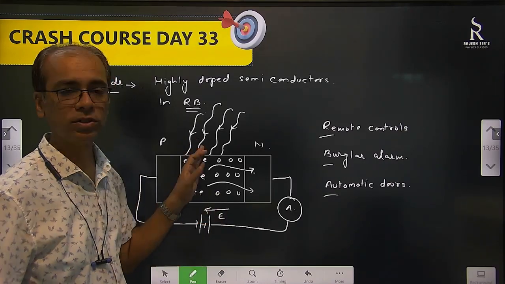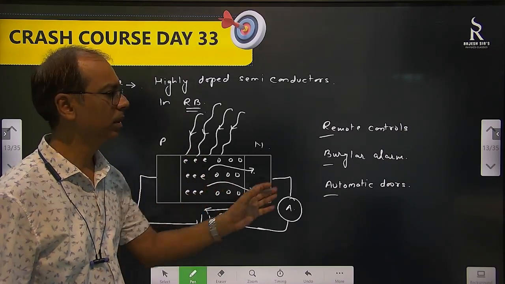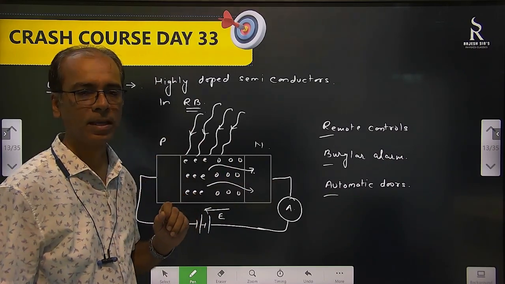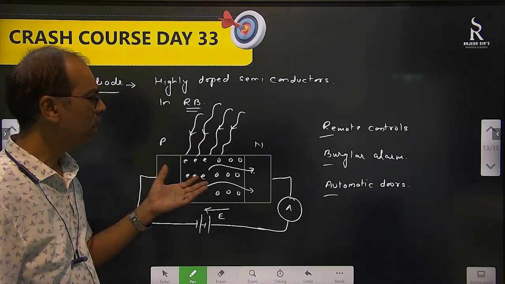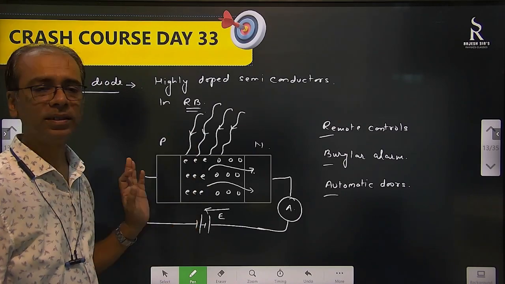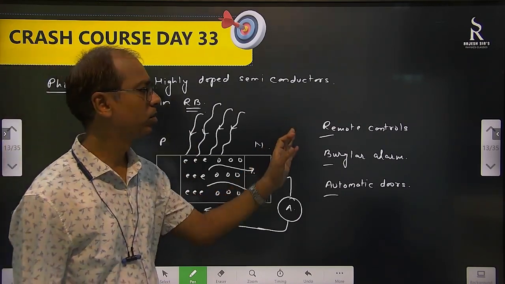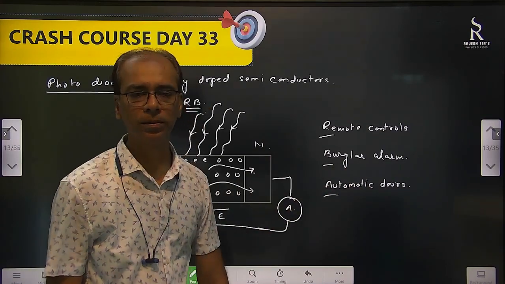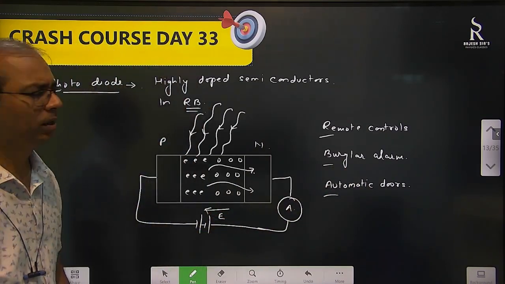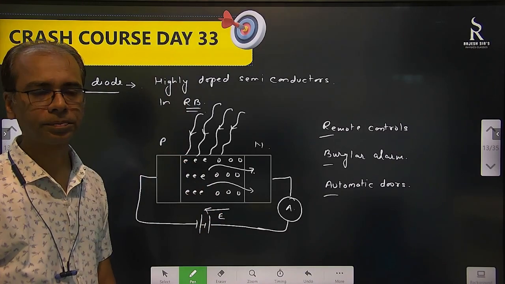current will stop flowing, then something will happen. These kinds of sensors you can make. Photodiode is used for sensing, sensors. So remote control, burglar alarm, automatic doors, we can use photodiode, and this is the working of photodiode.